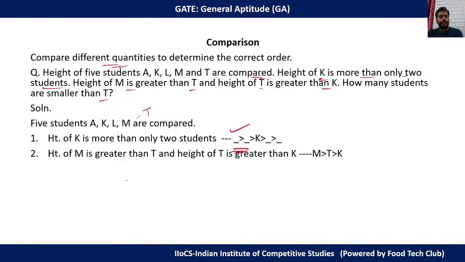So next condition given: height of M is greater than T and height of T is greater than K. How can we write it? M is greater than T, T is greater than K, right? This is what is given.